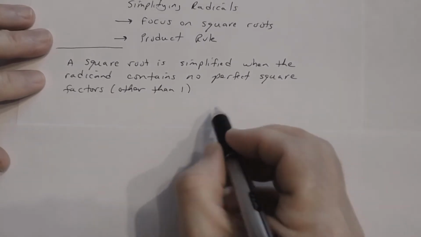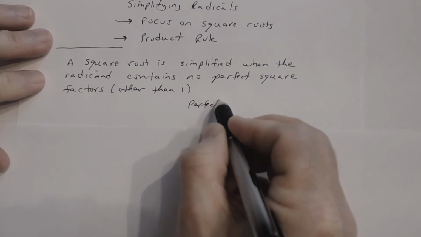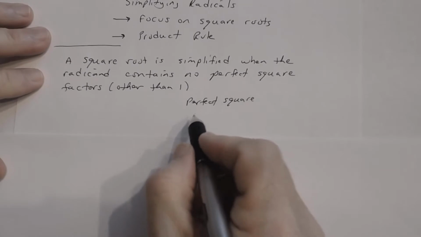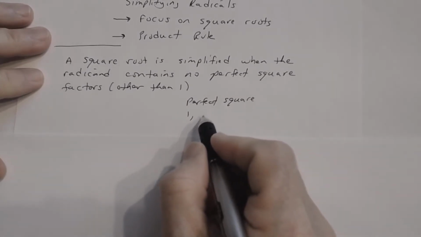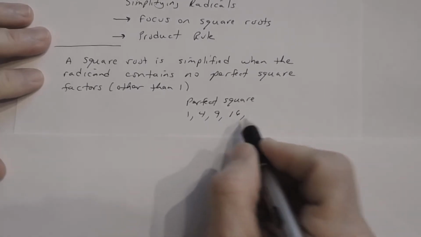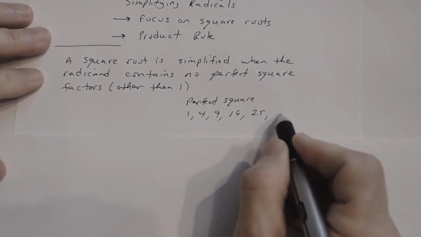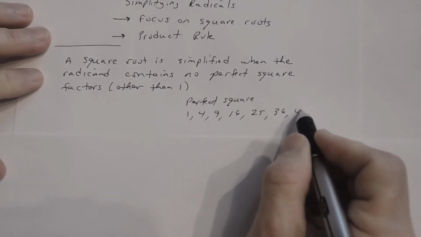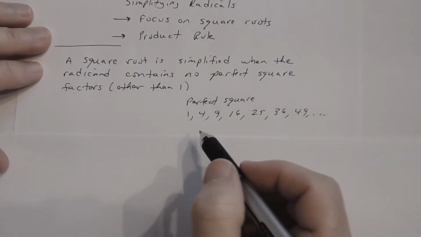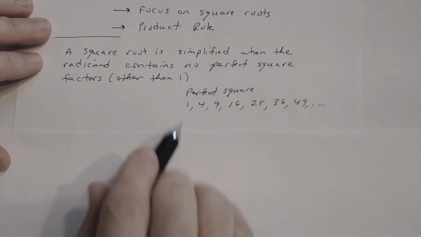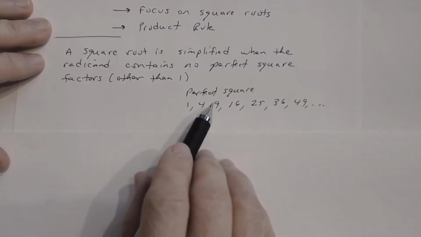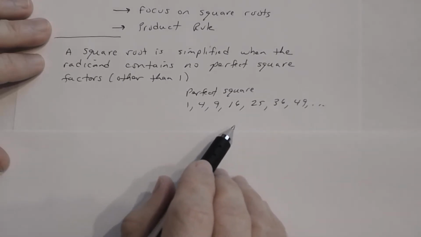I use the word perfect square here, so remember your perfect squares. The smallest one is 1. The next one is 2 times 2, which is 4. 3 times 3 is 9. 4 times 4 is 16. 5 times 5 is 25. 6 times 6 is 36. 7 times 7 is 49, and so on. There's an infinite number of perfect squares, but 1 is the smallest. And remember, when we take the square root of these perfect squares, we get a whole number back. The square root of 1 is 1, the square root of 4 is 2, the square root of 9 is 3, the square root of 16 is 4, and so on.